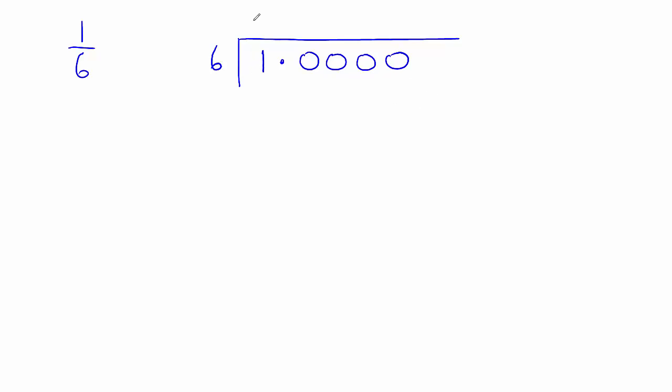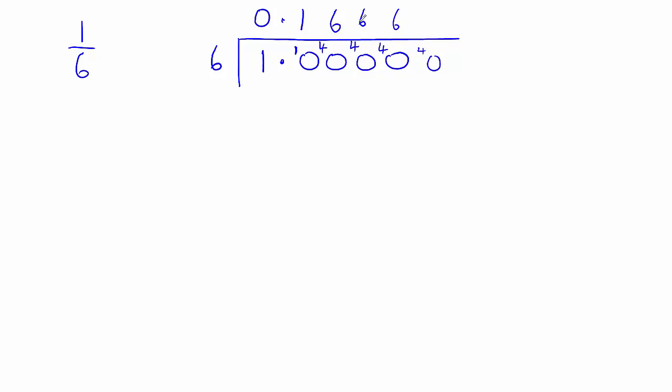So 6's into 1 don't go, so that's 0. But we get a remainder of 1. 6's into 10 go once. 1 6 is 6, so we get a remainder of 4. 6's into 40, well, they go 6 times. And 6 6's are 36, so that gives us a remainder of 4. 6's into 40 goes 6 times with a remainder of 4.